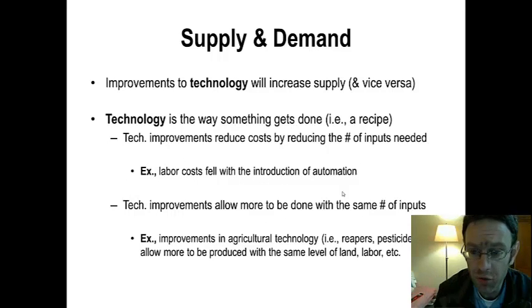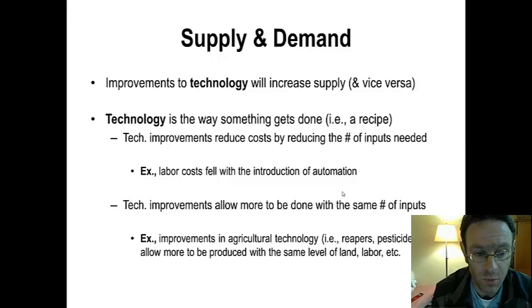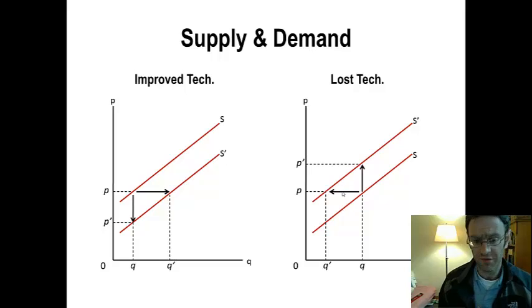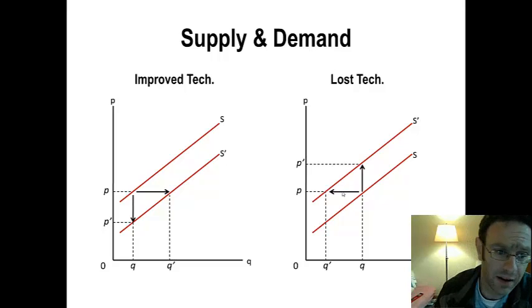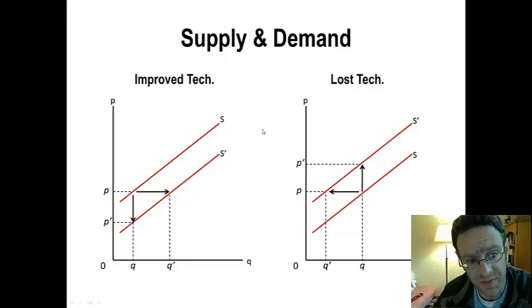Technological improvements, i.e. improvements to the way that things get made, allow sellers to produce a given level of output with fewer inputs and at lower cost. Conversely, reductions in technology or losses of technology require that producers use more inputs. Visually, we can look at an improvement in technology as ultimately leading to a rightward shift in the supply curve, which we see in this left panel here.